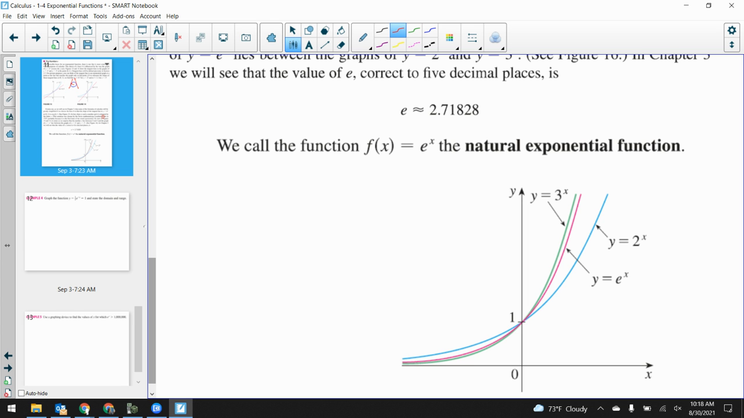But another unique thing, especially for calculus, is that if we take the slope at (0, 1) of e to the x, and this is the graph of e to the x in the middle there, if we take the slope of that tangent line, it is 1. The slope of that tangent line at (0, 1), at its y-intercept, is 1.